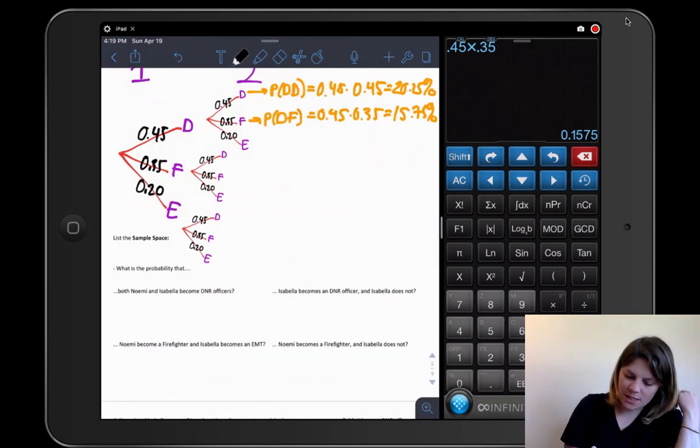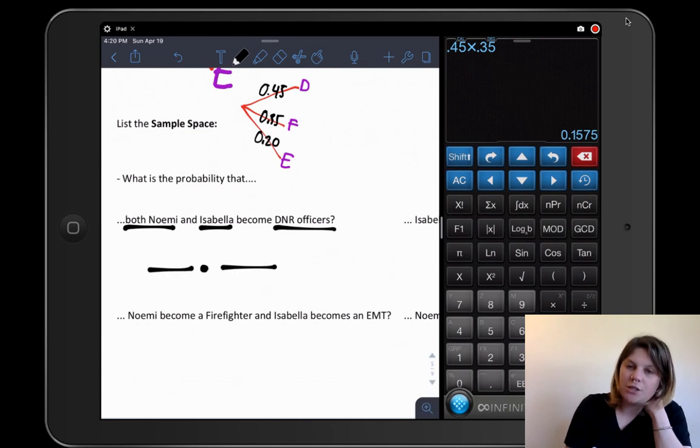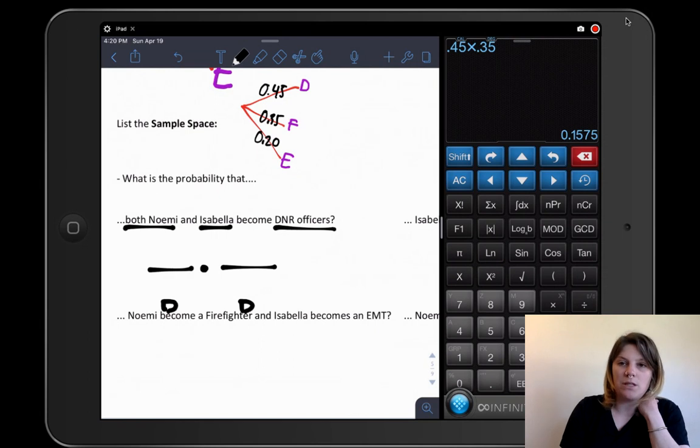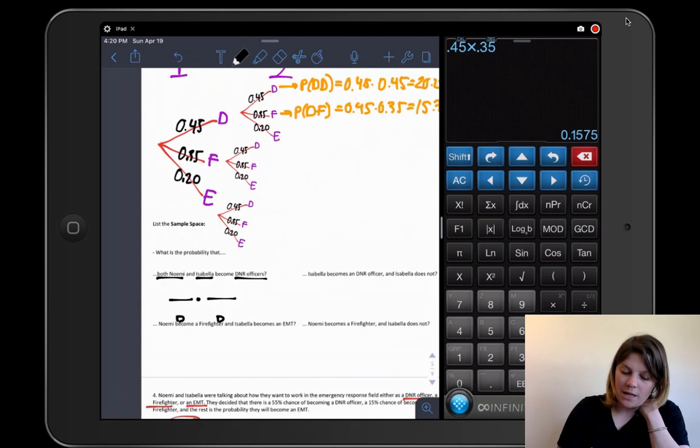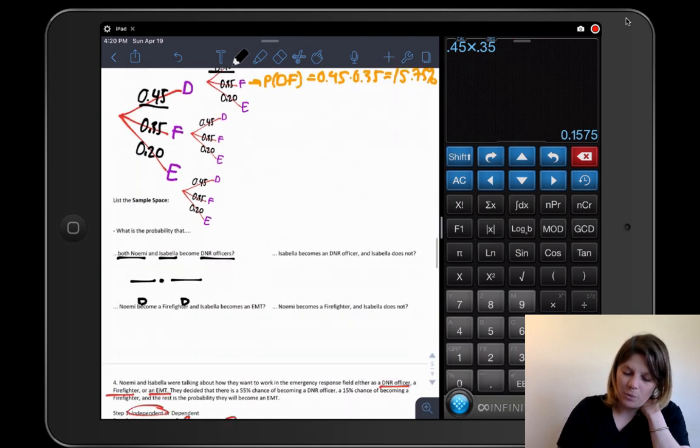The first question says, what's the probability that both Naomi and Isabella become DNR officers? So that's 2 fractions because 2 people are making a decision. And we want to know what's the probability that the first one becomes a DNR and the second one becomes a DNR. Looking up at our scenario, we have 0.45 times 0.55. That's this times this, right? We already did this one.